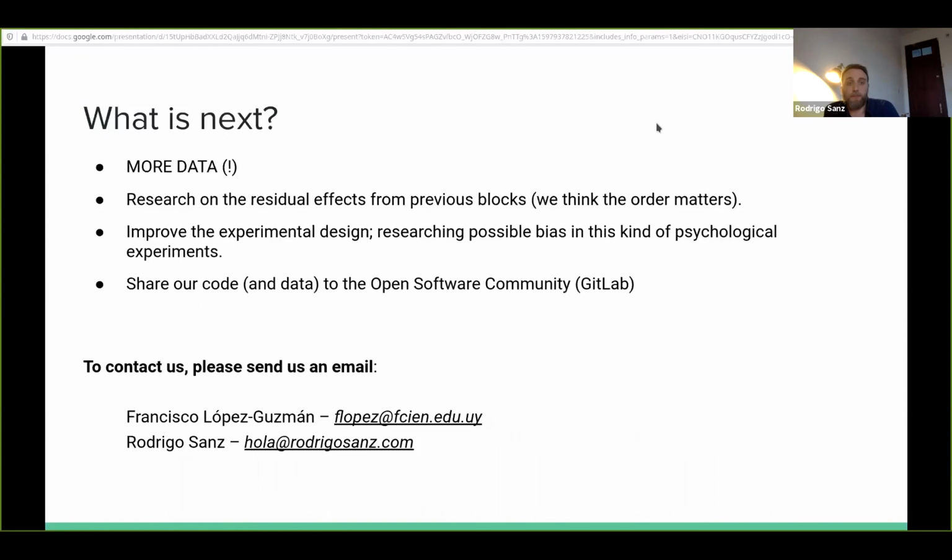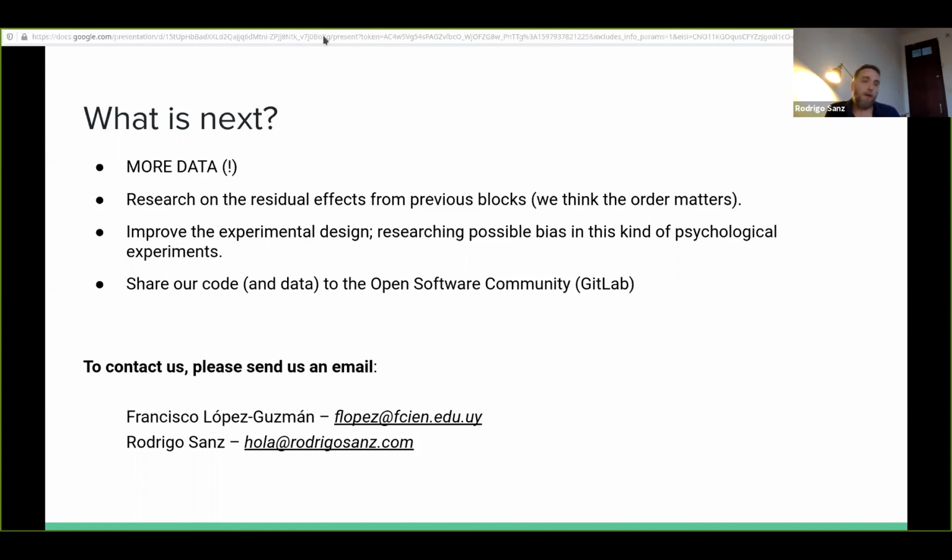So what is next is, of course, to get more data, because we only had time to find 8 subjects for our experiment. So we need to work more on that and get more data to try to improve our results. And we think we have to research the residual effects from previous blocks. That means that we think order matters. Sometimes we realize that if a block was first positive, it will influence the next block, whether it's negative or again positive. So we think we have to do some research there.